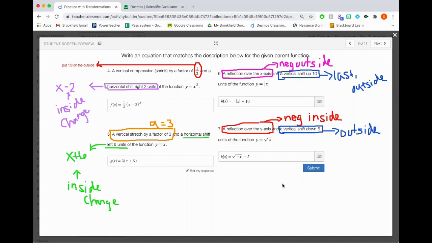You don't want the -5 underneath the radical. So what I don't want to see is the square root of negative x minus 5 like this. This is a no-no. The -5 has to be outside the square root. So that's when I write an equation given the description.